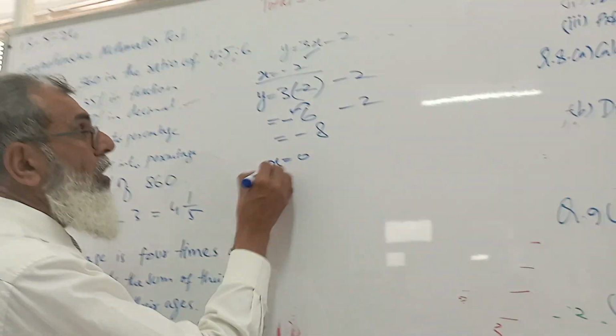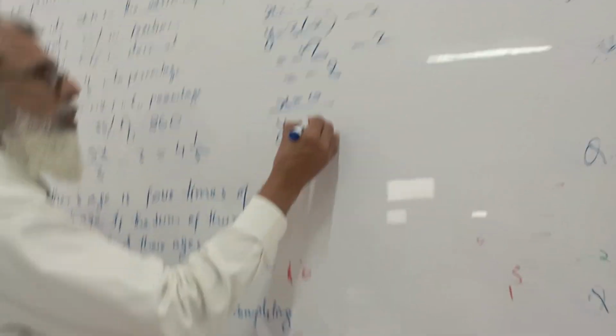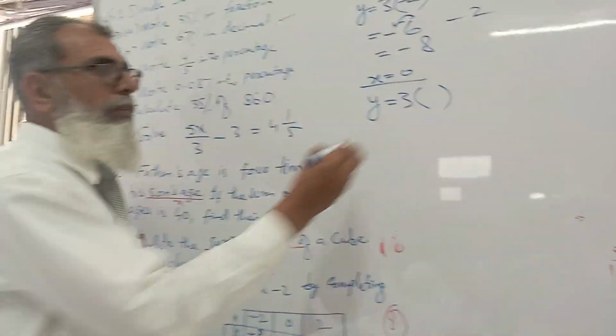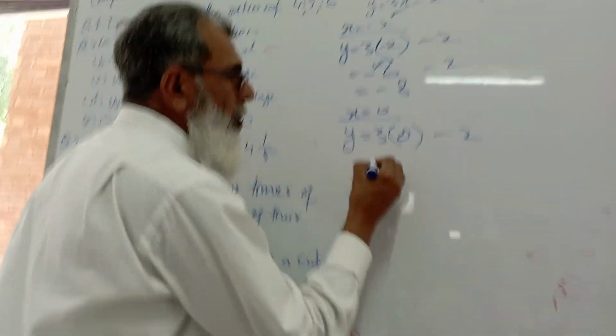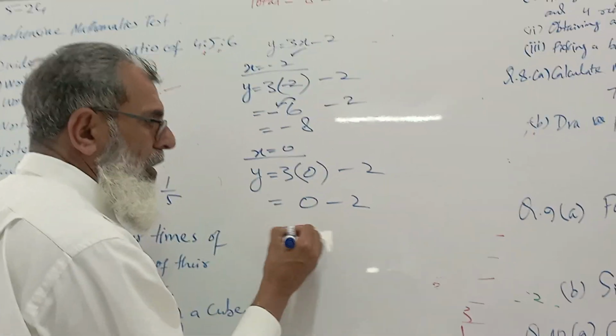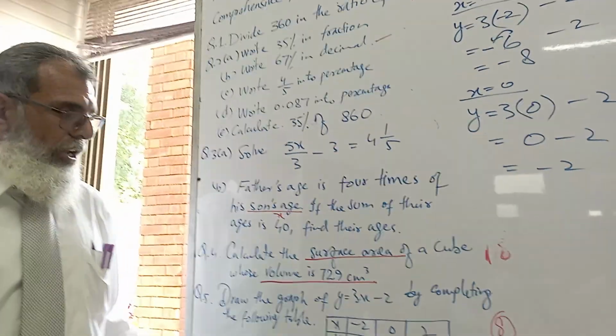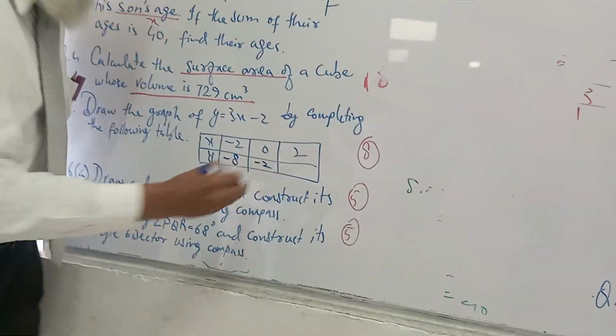Now come to the second value, which is x is equal to 0. So y is equal to 3 times x, in place of x we put 0, minus 2. So 3 times 0 is 0, minus 2 means only minus 2 is the answer. So for 0 there is minus 2.